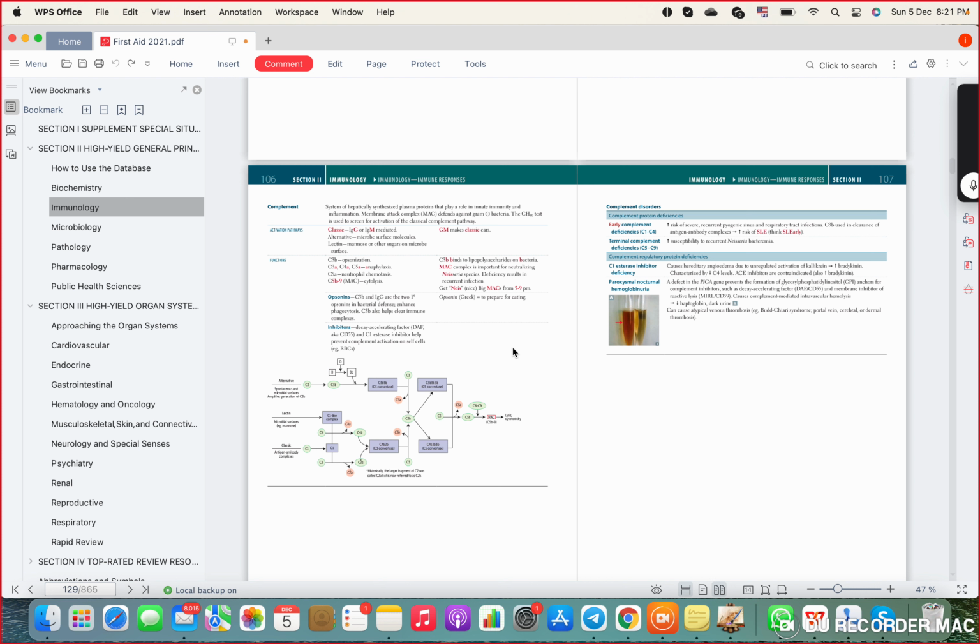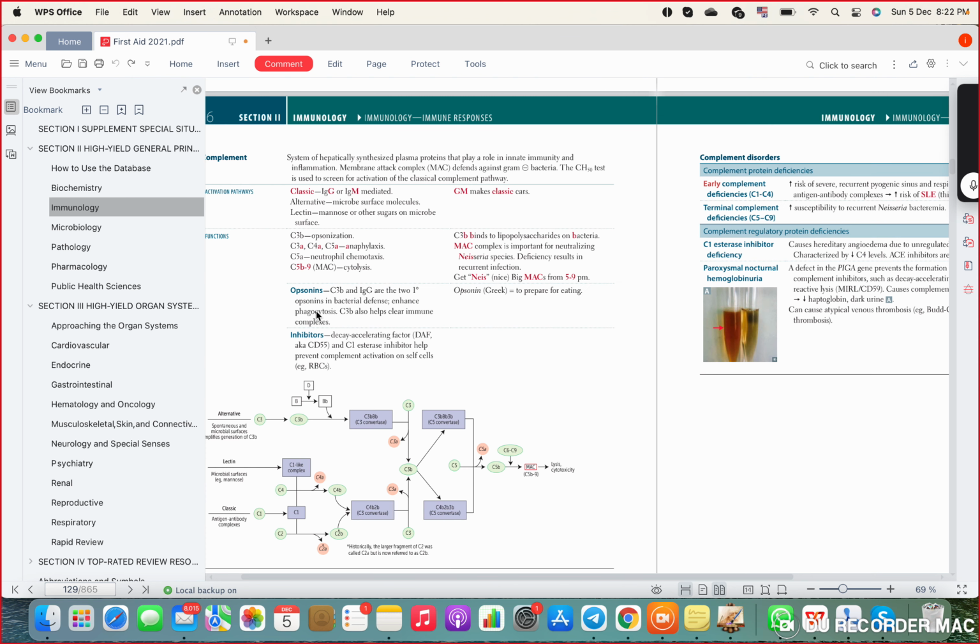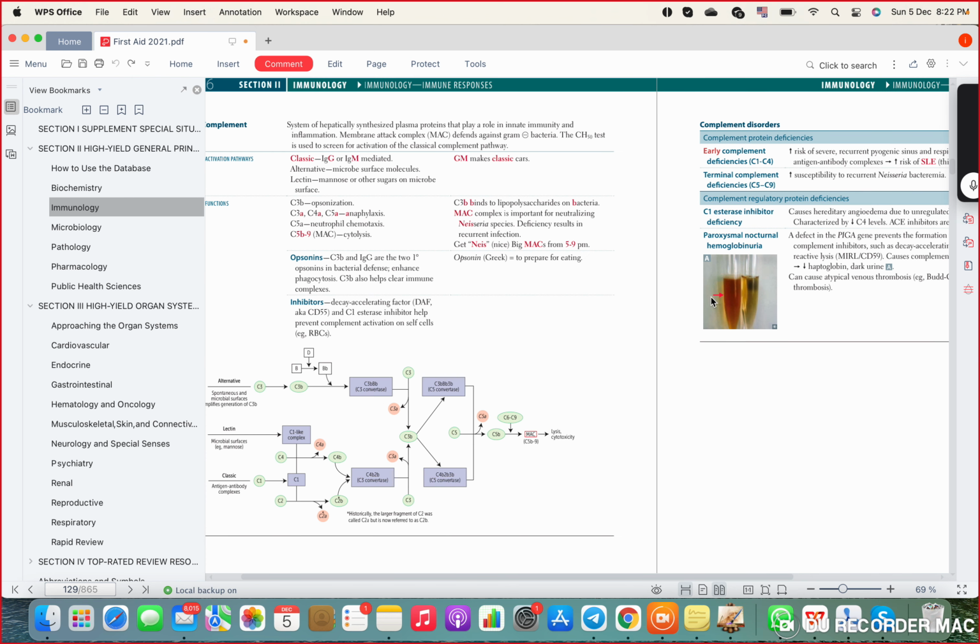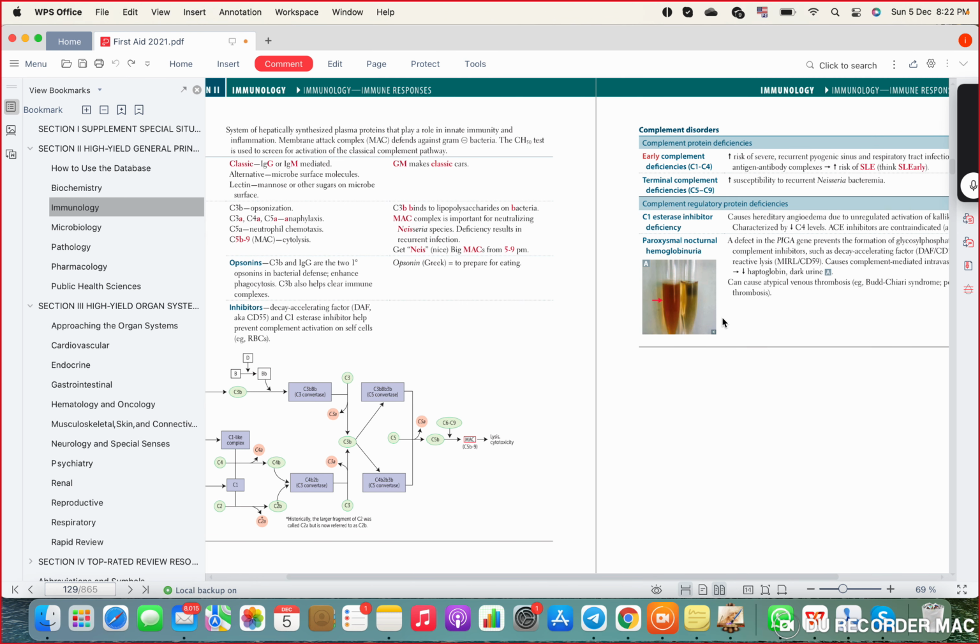Okay, good. So the next thing I want to ask you is which complement is in the classical pathway? Classic pathway is C1, Doc. C1, 2, 3. Well, can you tell me what about the alternative pathway? Alternative will have C3b, Doc. Okay, good. So can you tell me, please, which opsonin do you know? C3b and IgG.